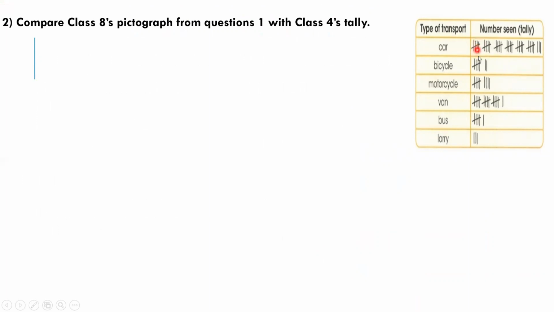So this all represents 5 in number. So how many cars are here? 5, 10, 15, 20, 25, 30 and 33. Now what about bicycle? 5 plus 2, 7. Motorcycle, 5 plus 4, 9. Van is 5, 10, 15 plus 1, that is 16. Bus, 5 plus 1, 6. Lorry, 3 in number. Now let's see what the question is.